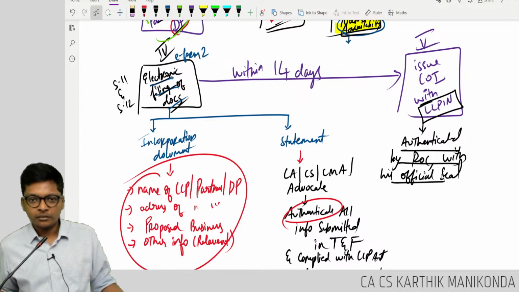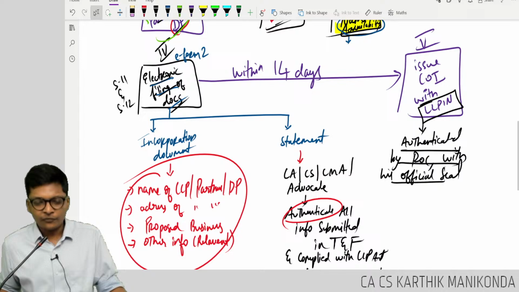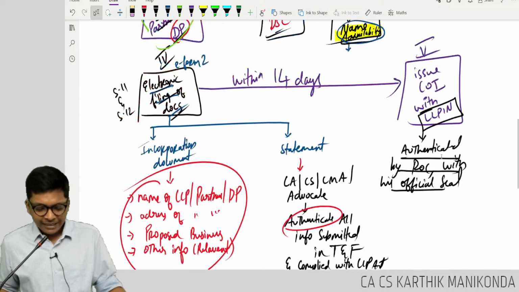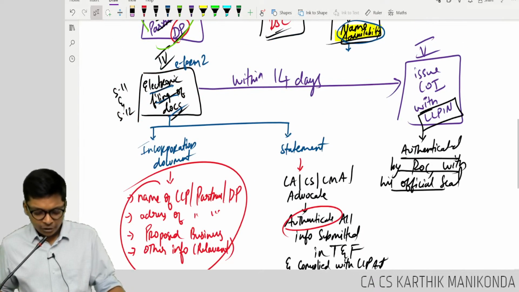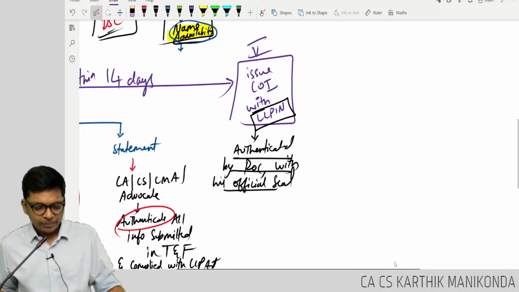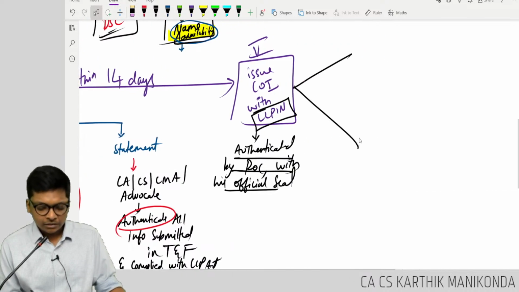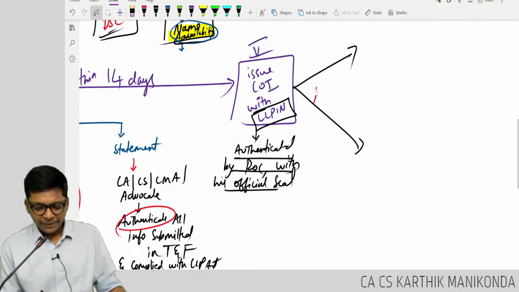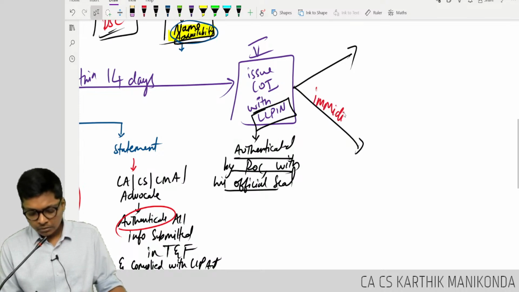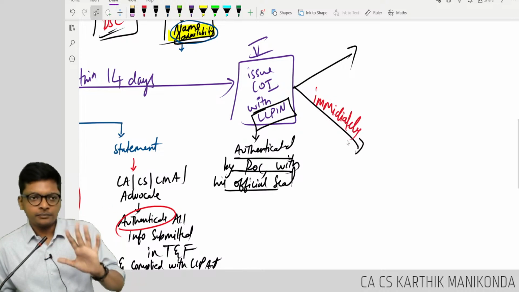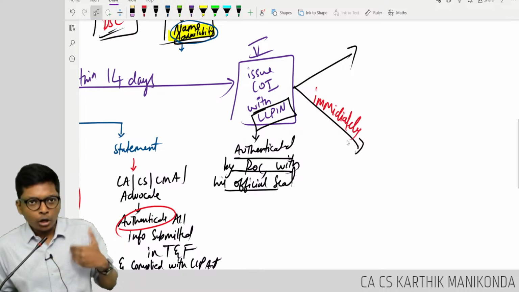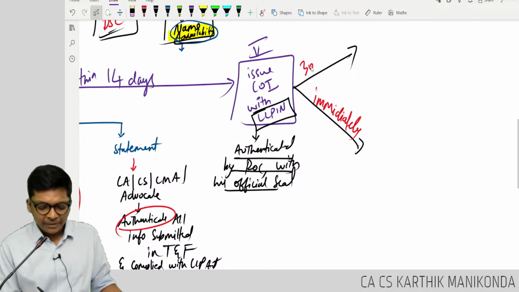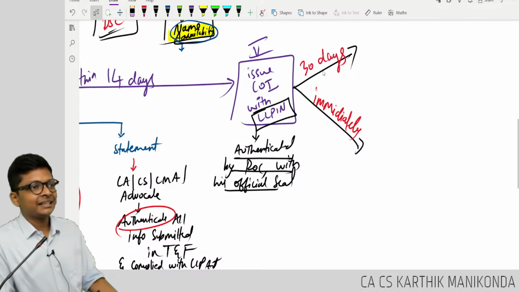LLP is incorporated. We will see that in the website in a moment. Are you following, guys? The minute LLP is incorporated, you receive the certificate of incorporation. 2 things will happen or have to happen. One happens immediately. It is deemed. It has already happened. One has to happen within 30 days.